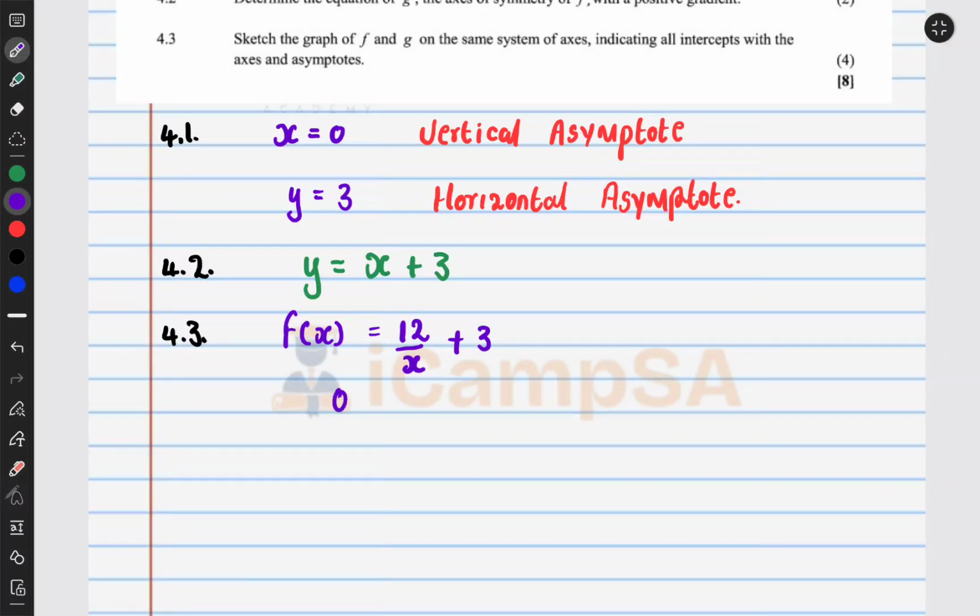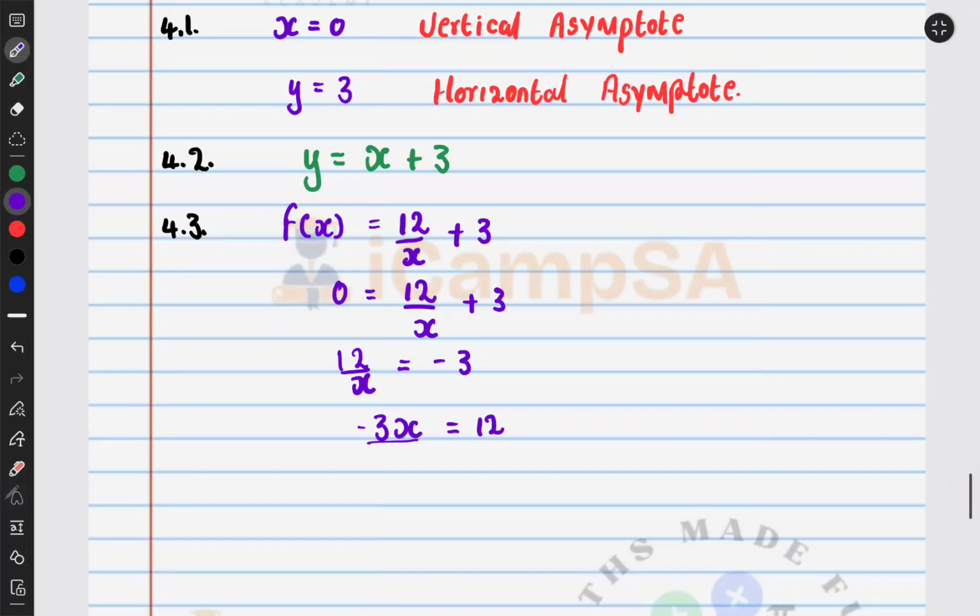So we're going to have 0 is equal to 12 over x plus 3. We put 3 on the other side, so we have 12 over x is equal to negative 3. Negative 3x is equal to 12. We divide by negative 3 on both sides. Therefore, x is equal to negative 4, and that is our x-intercept.